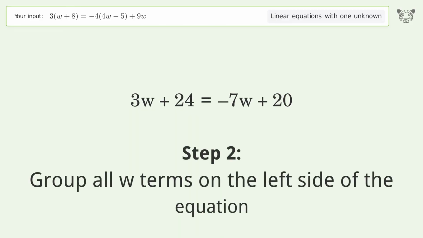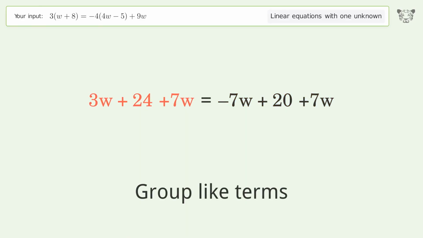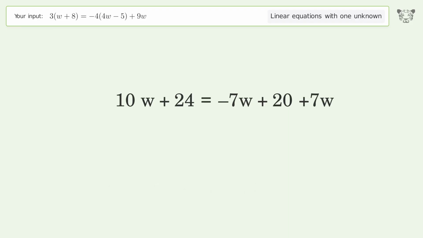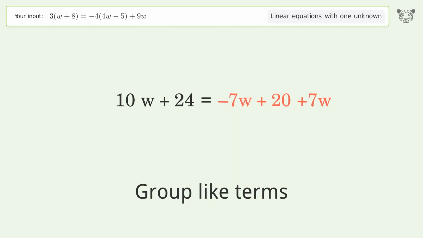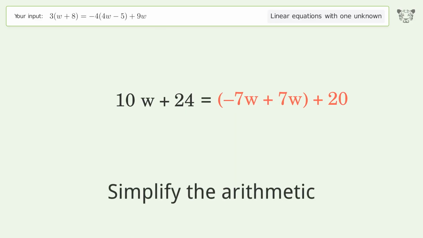Group all w terms on the left side of the equation. Add 7w to both sides. Group like terms. Simplify the arithmetic. Group like terms. Simplify the arithmetic.